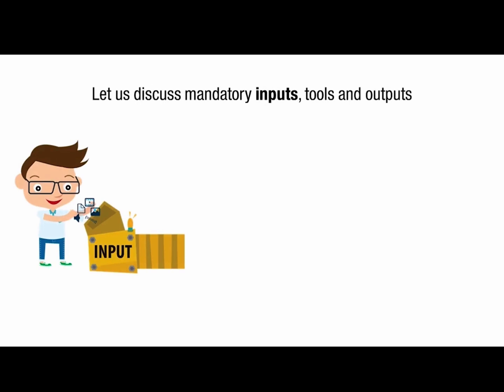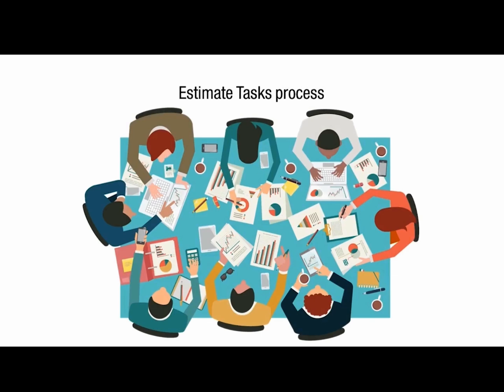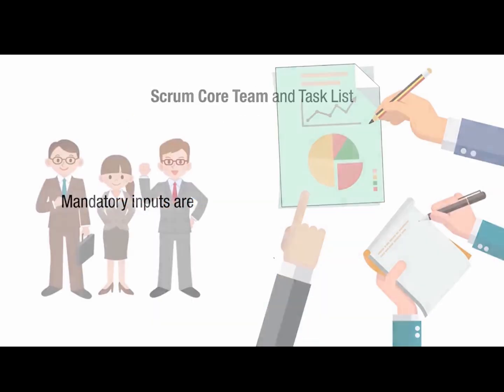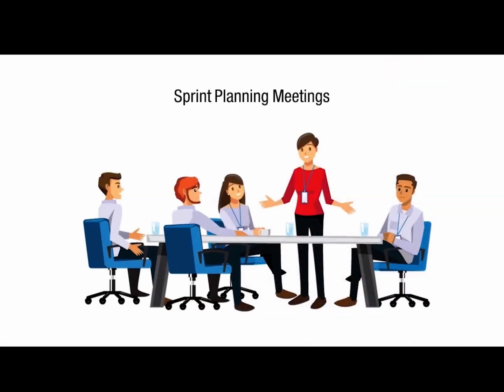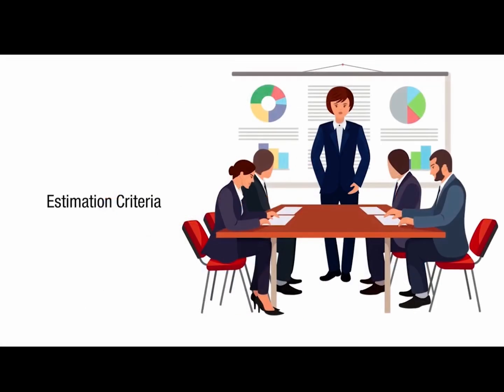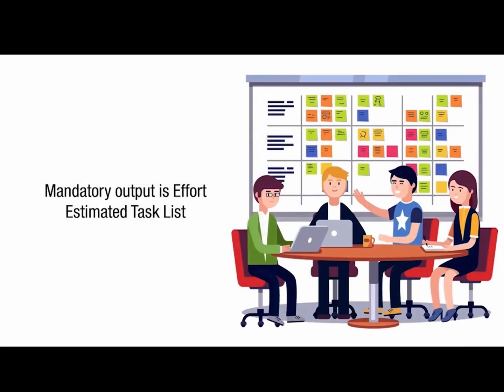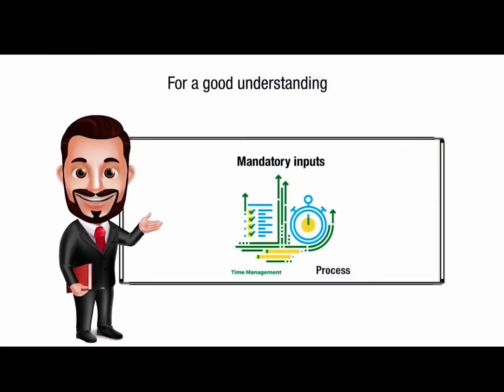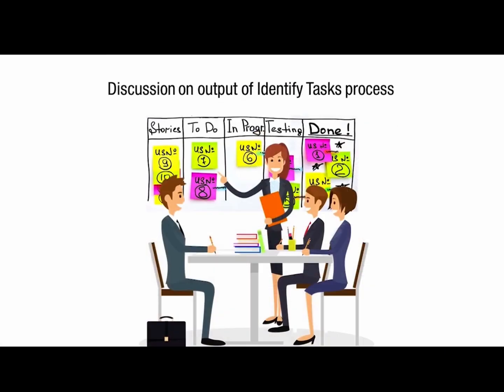Now let's discuss the mandatory inputs, tools, and outputs of the Estimate Tasks process. The mandatory inputs are Scrum Core Team and Task List, whereas the mandatory tools are Sprint Planning Meetings, Estimation Criteria, and Estimation Methods, and the mandatory output is the Effort Estimated Task List. For a good understanding of the mandatory inputs of this process, please refer to the discussion on the inputs of the Create User Stories process and to the discussion on the output of the Identify Task process.